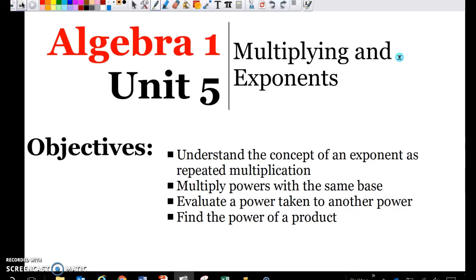We're going to multiply and use exponents. You can see our goals are down below. Make sure you're taking notes as you do this.